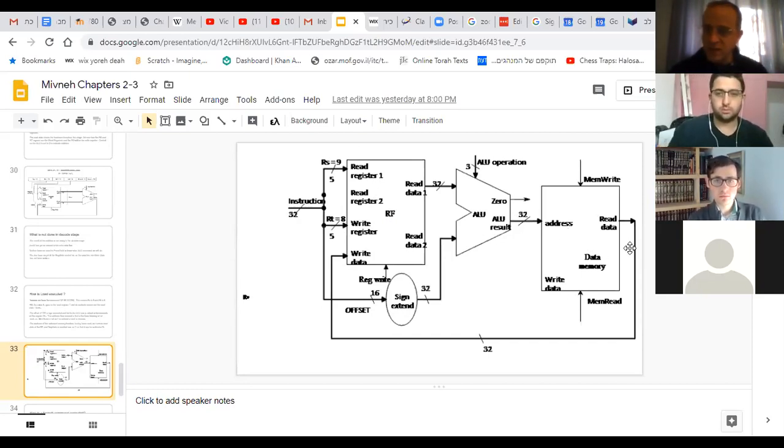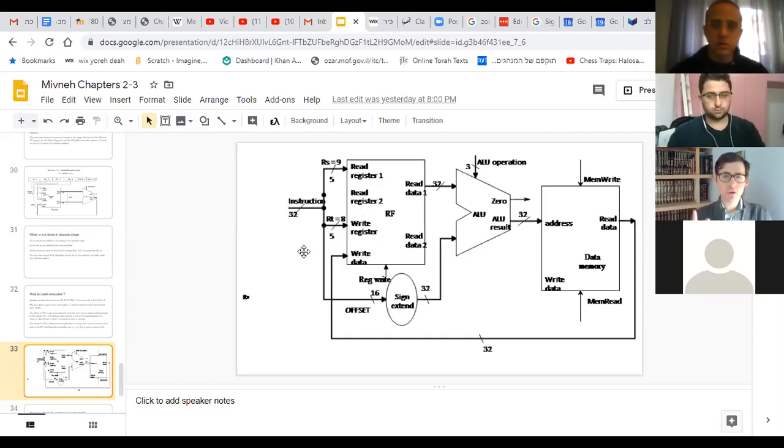Can't you make an RF of less than 32 registers? You can make an RF with any number of registers, yes. Usually a multiple of 2, irrespective of the length of the registers. You could have an RF of 64 registers where each register is 32 bits long. No problem. Totally reasonable.